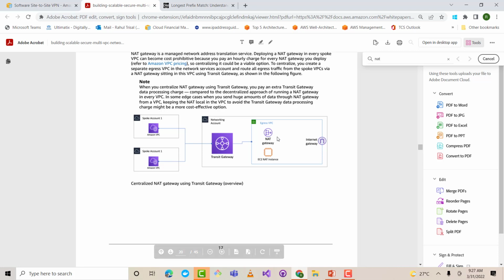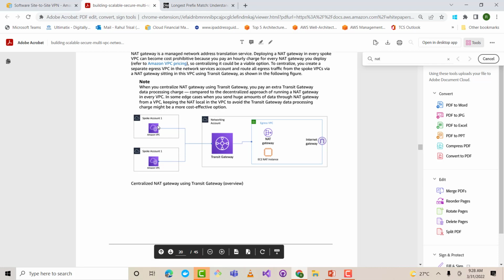Assume you have 50 VPCs, and in each VPC or half the VPCs you need traffic to be sent out from a private subnet to the internet. Then you will need a NAT gateway in each VPC, and for a NAT gateway you have an hourly charge. That's the most important thing. Once you have the hourly charge, that means if you have 20 NAT gateways, then you're going to be charged every hour irrespective of whether you use it or not.